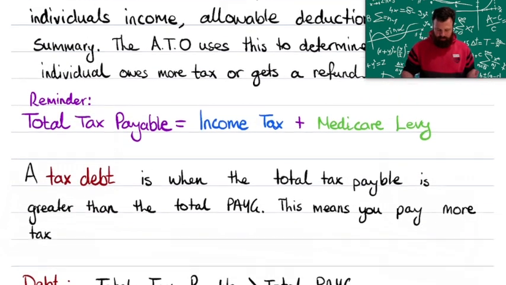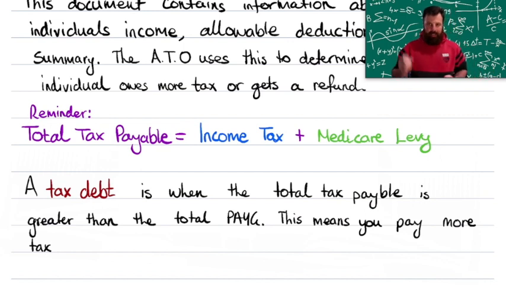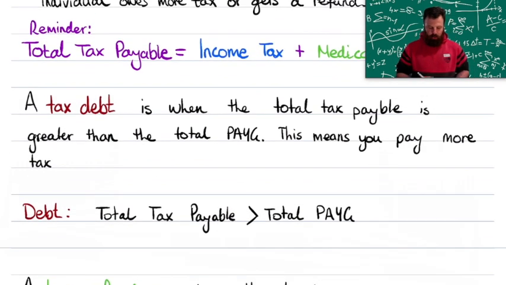All right, so let's think about this. What is a tax debt? Well, a tax debt is when the total tax payable is more than the PAYG that has been paid for you. If that's the case, that means you owe the government more money. You have a debt to the Australian Tax Office. So you have a tax debt when the total tax payable is greater than the total that you've already paid through PAYG. Now, if that's what a tax debt is, a tax refund is when it's the reverse.